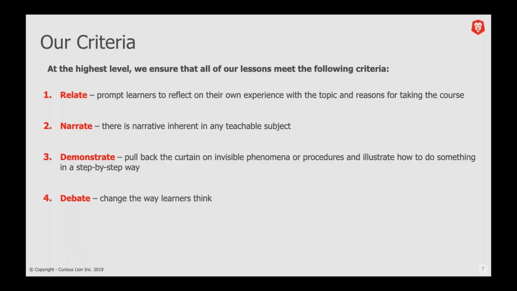Okay, so to get started with the actual writing, we have a little checklist that we use internally. So at the very highest level, we want to make sure that our stories relate. All right, so they prompt learners to reflect on their own experiences. And that's really, you want to get the learner to connect. The protagonist is a really good device for this. You want to make that person relatable so that we can all identify with something within them.